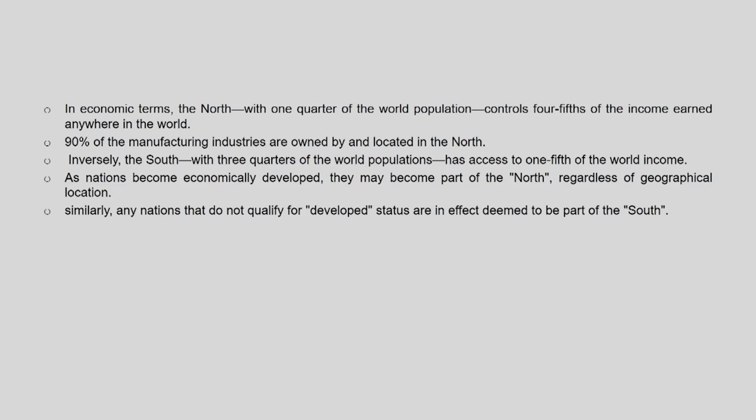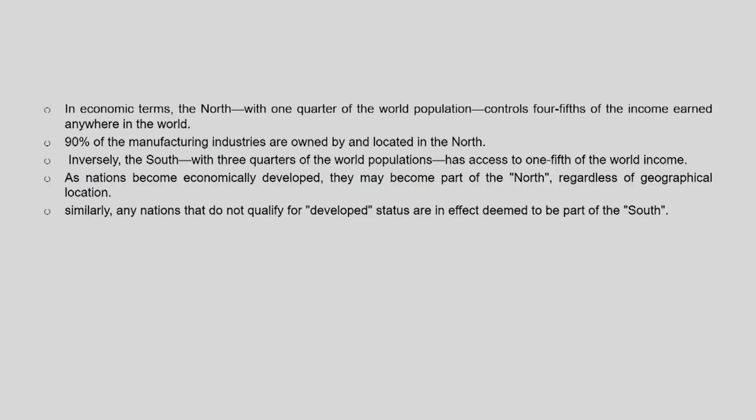In the south, 3/4 of the world population live, but they have access to only about 1/5 of the world income. And also this distinction between the global north and the global south has become increasingly less rigid in the last 2 decades or so, which we will discuss in the next slides. It is no longer just a matter of geographical location that countries may be categorized as the global north or the global south. When nations become economically developed, they may become part of the north regardless of their geographical location. And similarly, any nation that does not qualify for developed status can effectively be a part of the south.